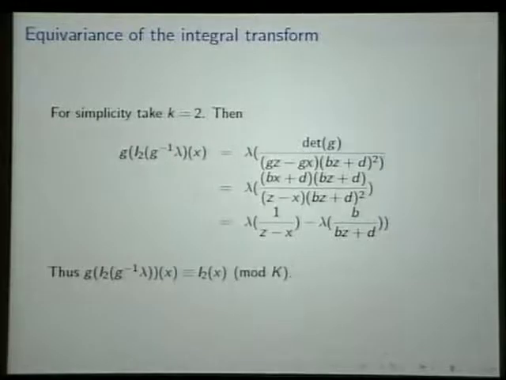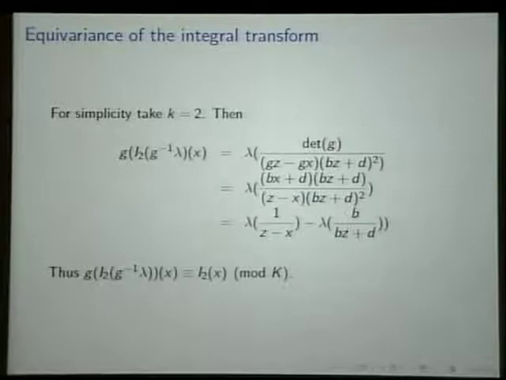So the easy thing to check is the G invariance, at least for k equals 2. It's not hard to do for the higher weight case too, but what happens? We have to plug in how everything acts. So you have to remember how G acts both on the functions on the upper half plane and on this space. Anyway, if you work this out, this is what you get. And if you play around with it for a while, namely you write z as z minus x plus x or something clever like that, then you find that this rational function in here splits apart. Put it in partial fractions, I believe is the technical term. And you get 1 over z minus x minus b over bz plus d. And the point is, this you recognize as our integral transform without the g's.